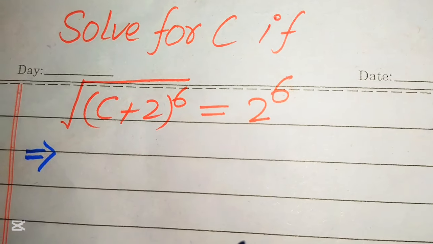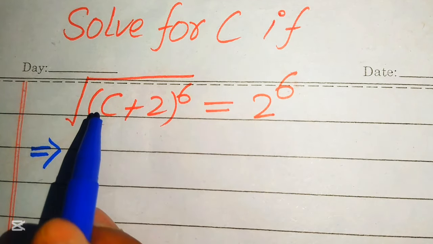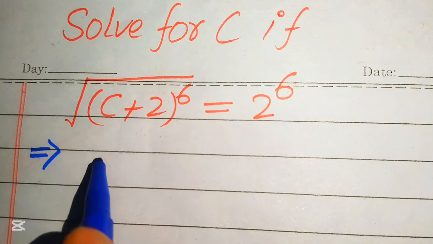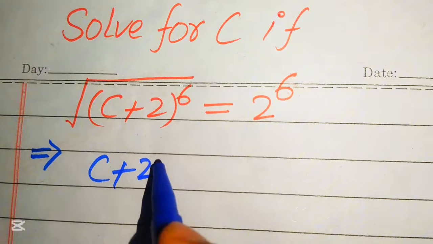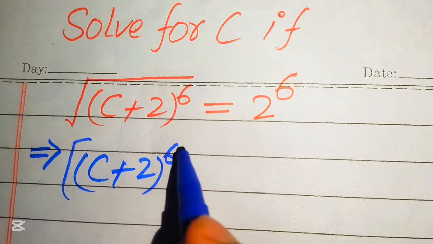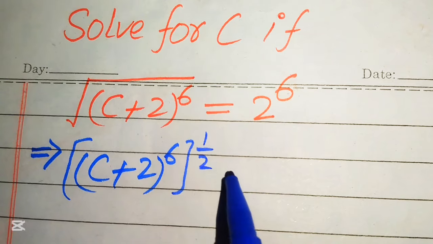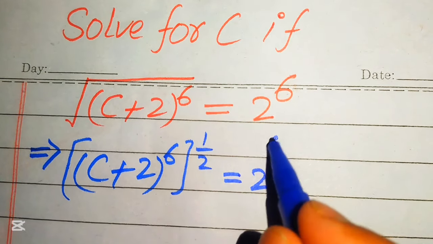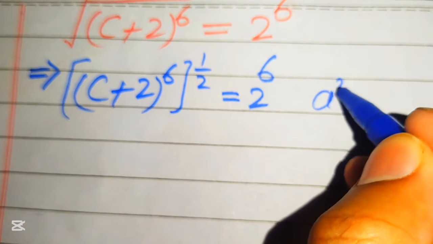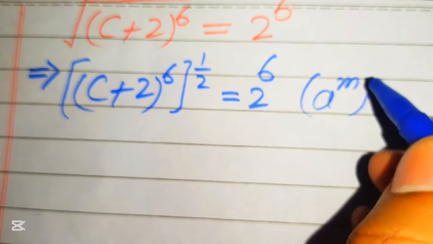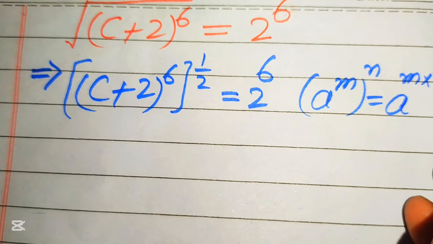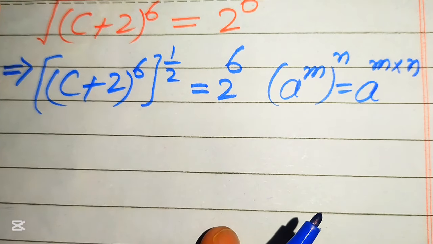Now the very first step we are going to do is to write this radical term in exponential form. For this we write it as (c plus 2 to the power of 6) to the power of 1 over 2 equals 2 to the power of 6. And here we use the nice exponent law. You know that if you have a to the power of m to the power of n, it equals a to the power of m multiplied by n.